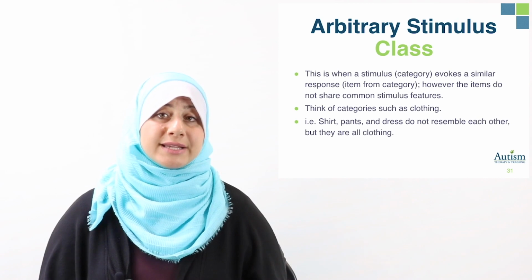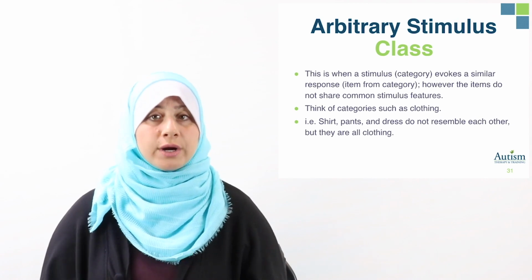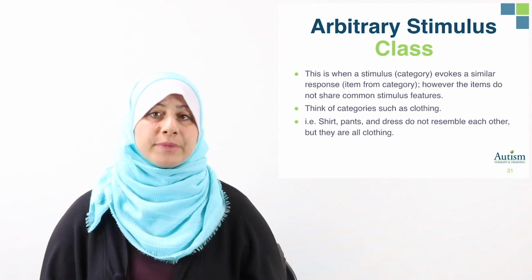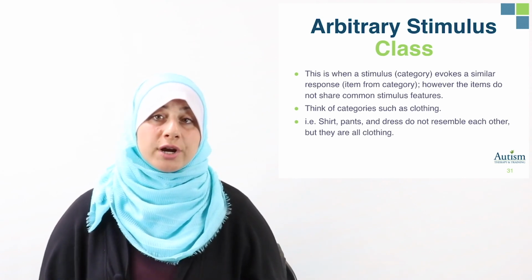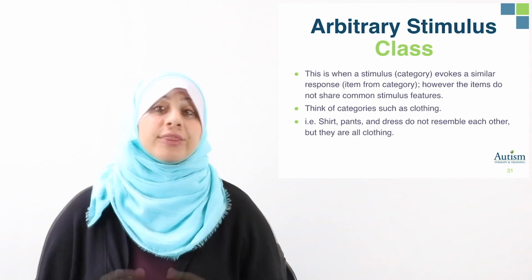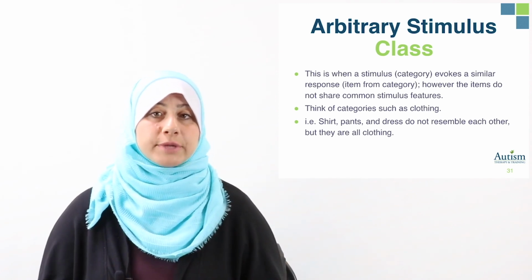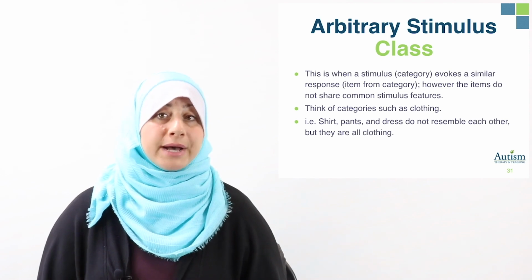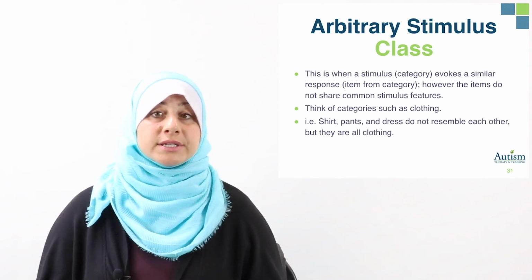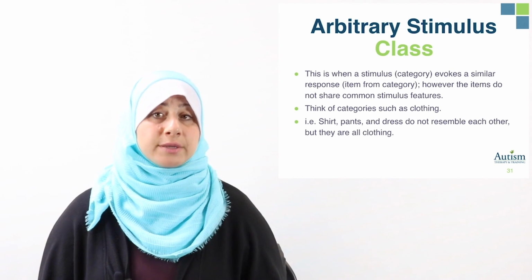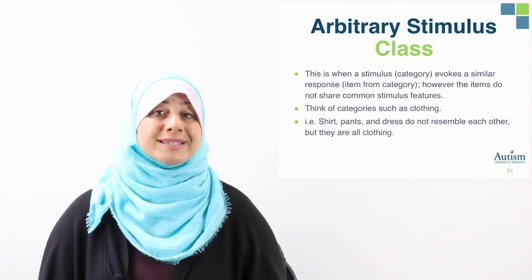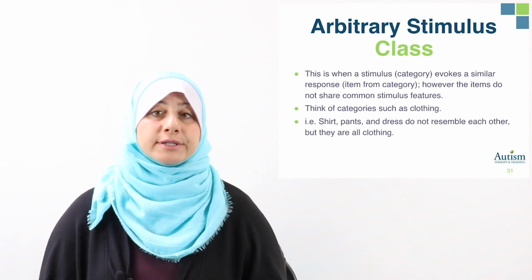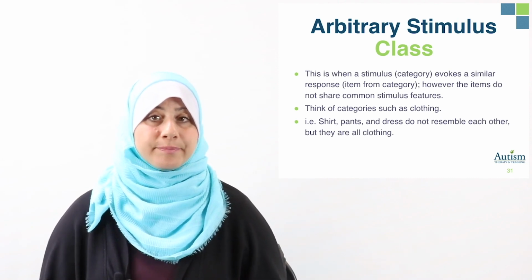Arbitrary stimulus class is when a stimulus category evokes a similar response to each item from that category. However, the items do not share common stimulus features. Think of categories such as clothing. Shirt, pants, and dress do not resemble each other, but they are all clothing. This is what we would call arbitrary stimulus class. They evoke the same response, clothing, but they're all different, and don't look the same.